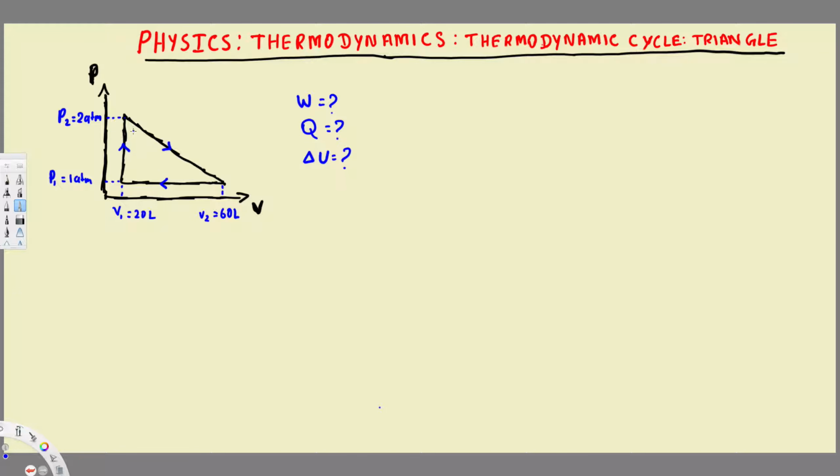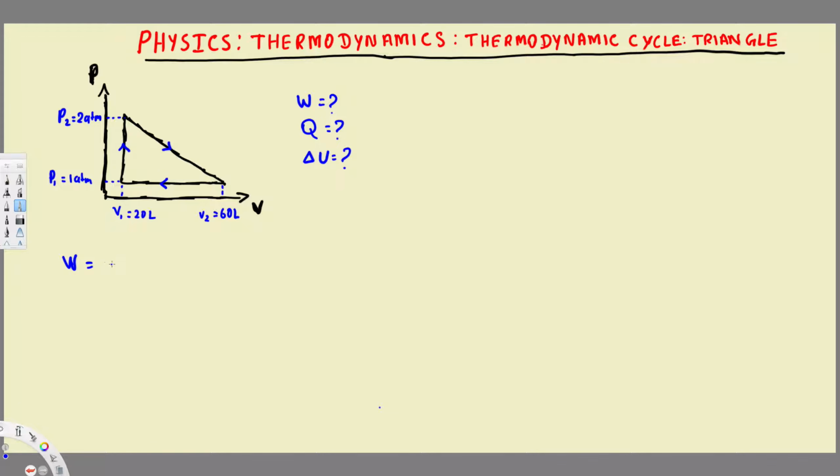But if you want to find individually, for example, if you want to find the work of this one, you have to take the area below that line right here. And for this one, area below that line. So same thing goes for everything. And for a vertical line, the work is going to be 0 because there's no area under a vertical line, right? So that's how we do this. But when we have a triangle cycle, the area inside the triangle is going to be the total work. So here the total work is going to be the area of the triangle. So let's see how we can calculate this one.